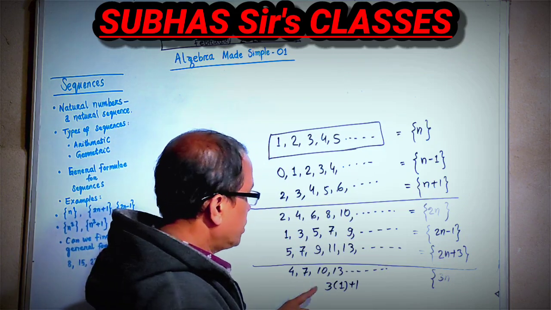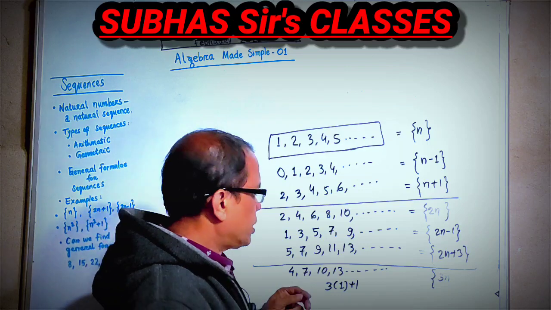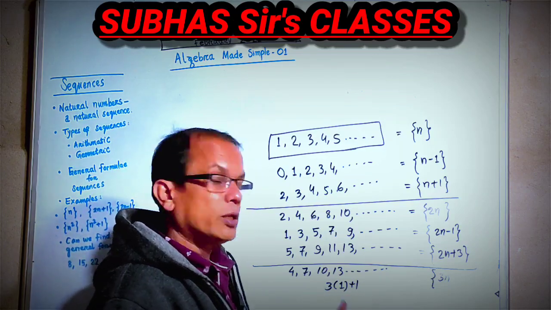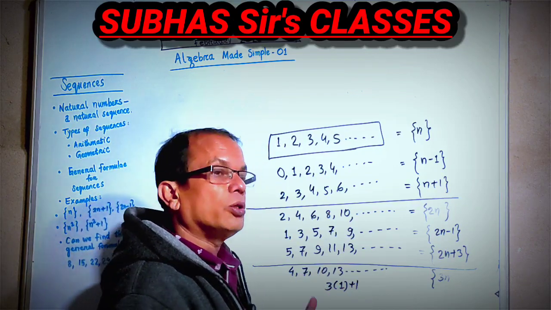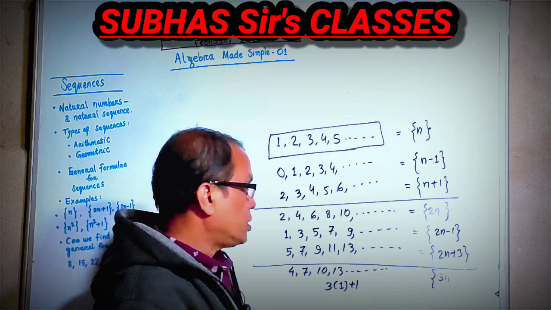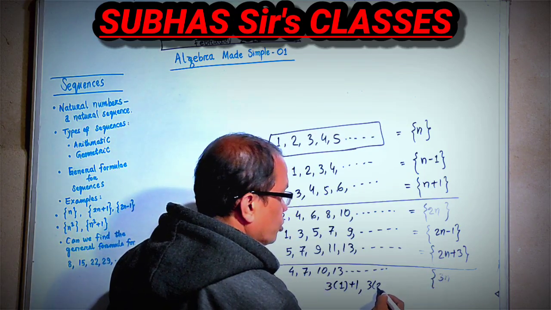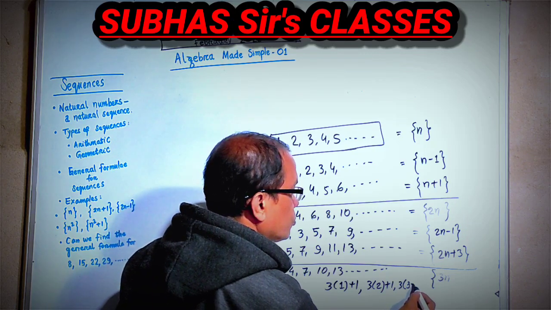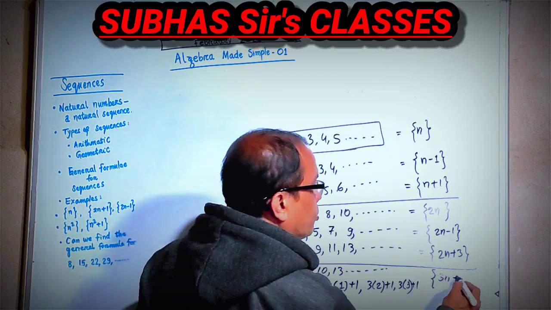So now just try to experiment. Is the second number 3 into 2 plus 1? 3 into 2, 6 plus 1, 7. Yes, it is. Is the third term 3 into 3 plus 1? 3 into 3 is 9, 9 plus 1 is 10. Yes, it is. So this should be like 3 into 1 plus 1, 3 into 2 plus 1, 3 into 3 plus 1. So finally this is a sequence with 3n plus 1.